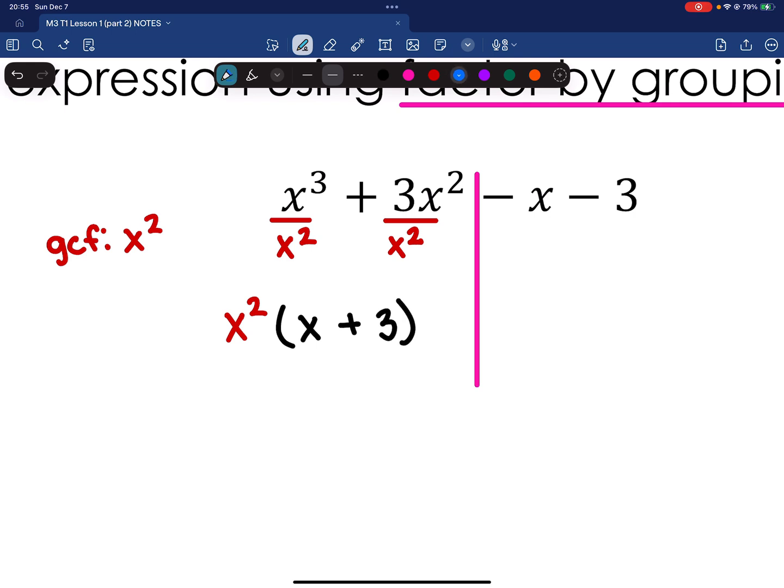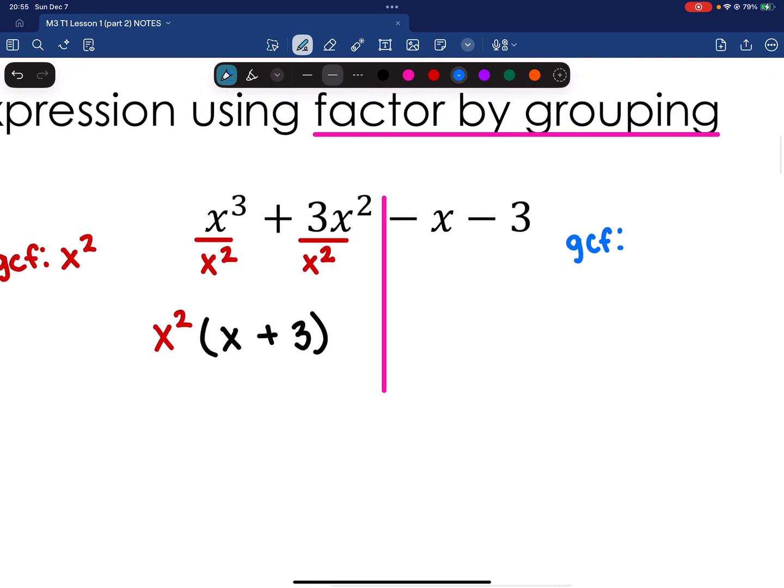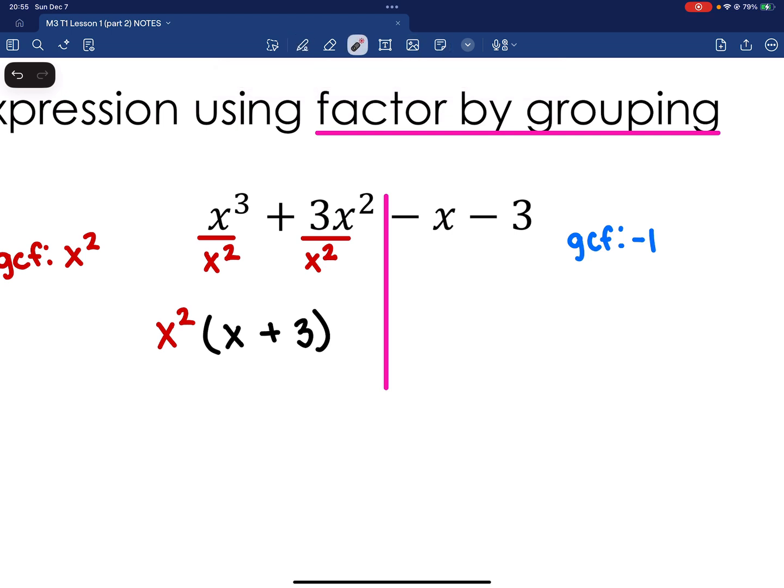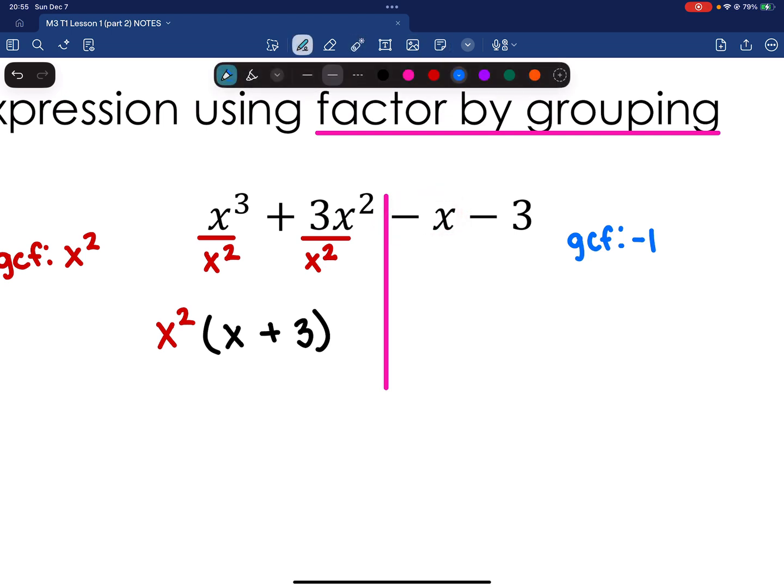Then you look on the other side, and you're going to repeat this process looking for the greatest common factor. Now, this is going to be a -1. Typically, it will be a -1 or a negative number when this term is negative. So we're going to divide out a -1. And so that gives us -1. And then what's left over, -x divided by -1 is x. -3 divided by -1 is a +3.